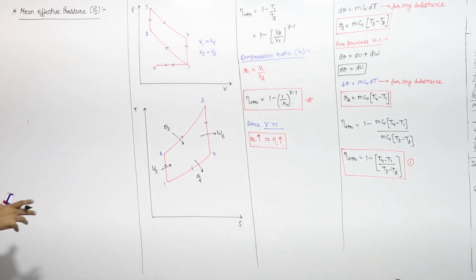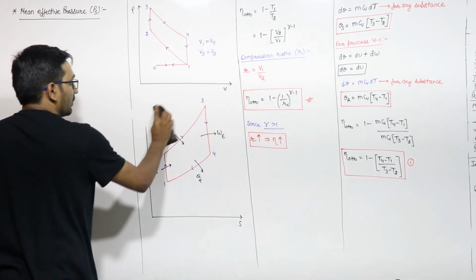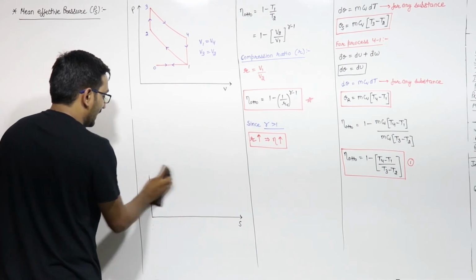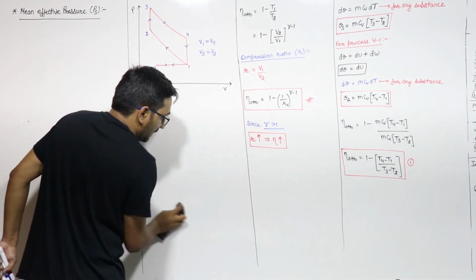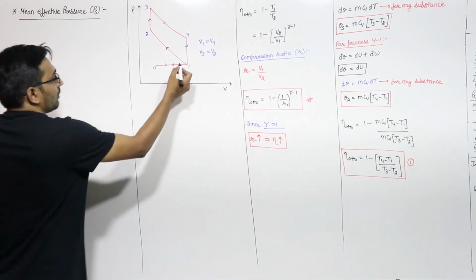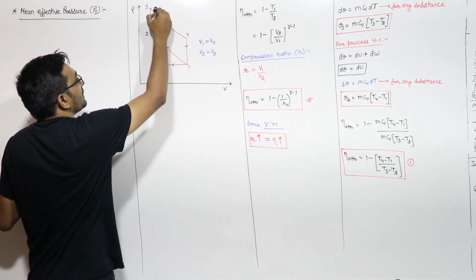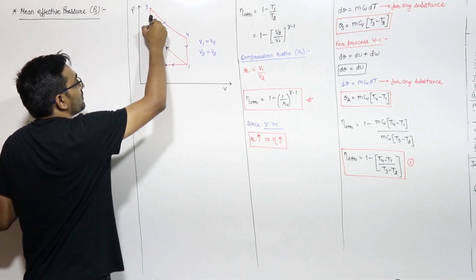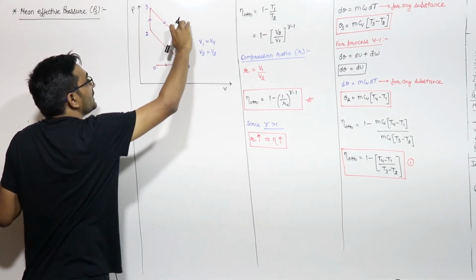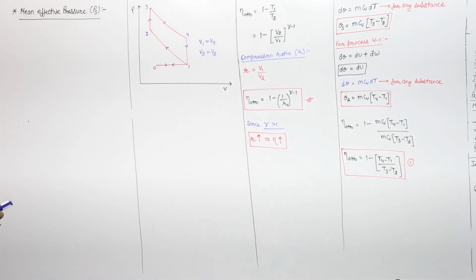Now what is this mean effective pressure? Suppose I erase this. We don't need this TS diagram now. Right. Now pay attention to the PV diagram. In the PV diagram, you can see that throughout the process, from 1 to 2, 2 to 3, 3 to 4, 4 to 1, the pressure is continuously changing. It is increasing in process 1 to 2, again increasing in process 2 to 3, then decreasing in process 3 to 4, and again decreasing in process 4 to 1. Pressure is continuously changing.